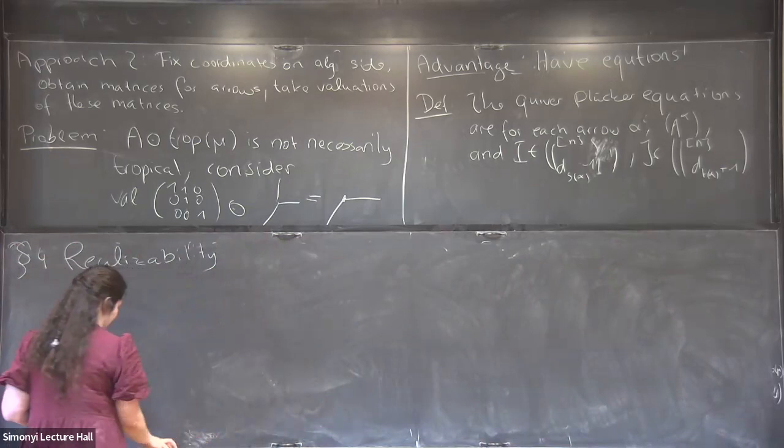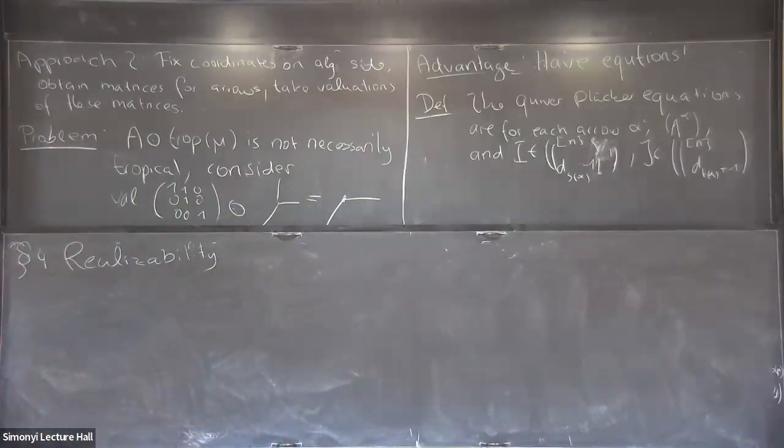We say that something is realizable if it is the tropicalization of an algebraic object instead of just a valuated matroid. And for those of you that don't know, just because my two tropical linear spaces are realizable, that doesn't mean that they are realizable inside of each other under such a linear map.